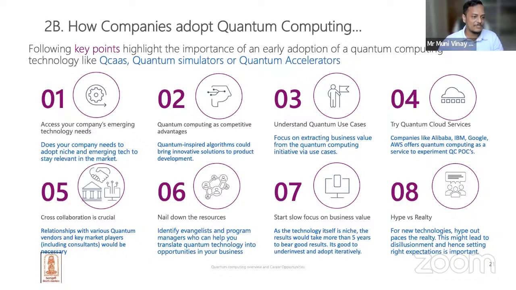They need to understand the business value, or they might want to closely watch what's happening in the industry, wait for 5 years, and then take action and adopt iteratively. And you really need to understand the hype and the reality. If you don't, this might lead to disillusionment. That's why setting the right expectation is key. It's not a magic wand solving all the problems. So you need to understand what quantum computers, accelerators or simulators can do at the moment.